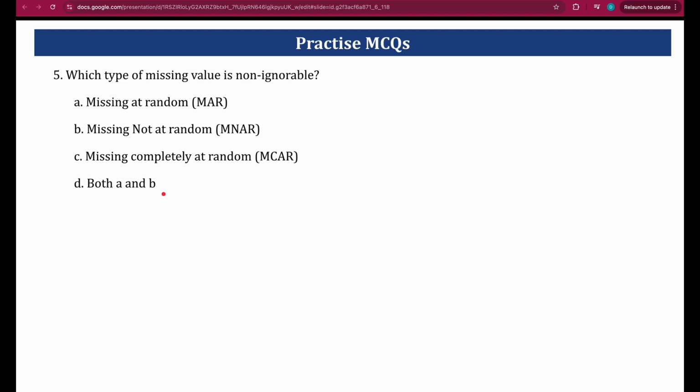As we have discussed, the values which are missing at random can be ignored because they are randomly missing. Whereas if values are missing not at random, then we have to carefully see what the possible reasons could be. There could be biological reasons behind it, there could be technical limitations. So these values need to be addressed and cannot be ignored.